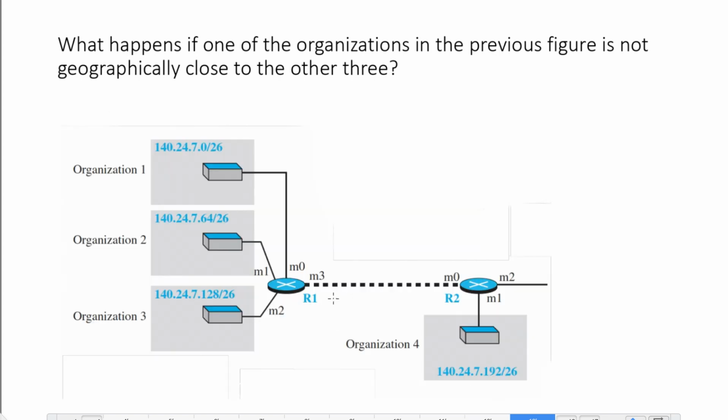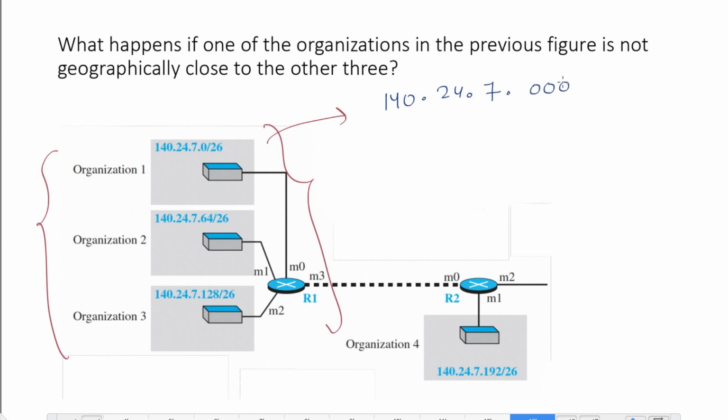See in this diagram, these three organizations are here, but organization 4 is here, and these organizations are not physically close to each other. So in this case, what to do? If you make the routing table for R2, how should it look? With respect to R2, you can still combine these three networks and say that these three networks are just one network. If you're going to combine, then it will be like the previous result only.